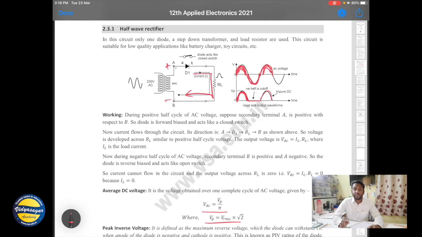Now this was all about the half wave rectifier. Let us quickly revise what we have learned. The primary of the transformer is connected to the AC mains supply and the secondary is connected to the circuit. The secondary point A is connected to the anode of D1 and the cathode is connected to the load resistor and back to point B. So this is how the circuit is constructed.